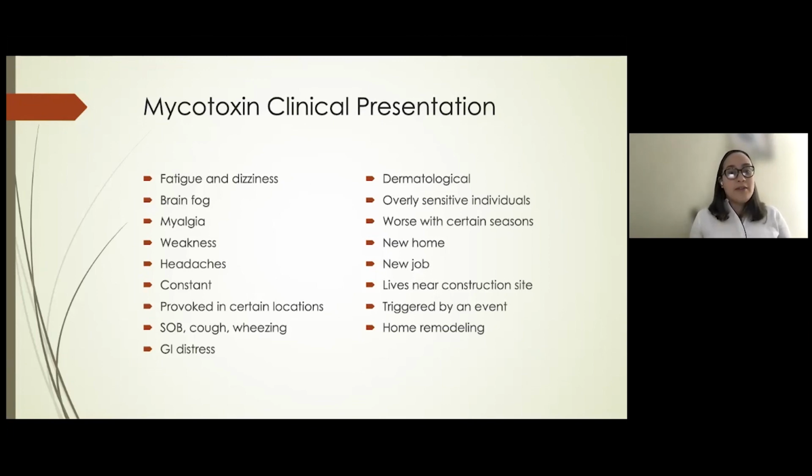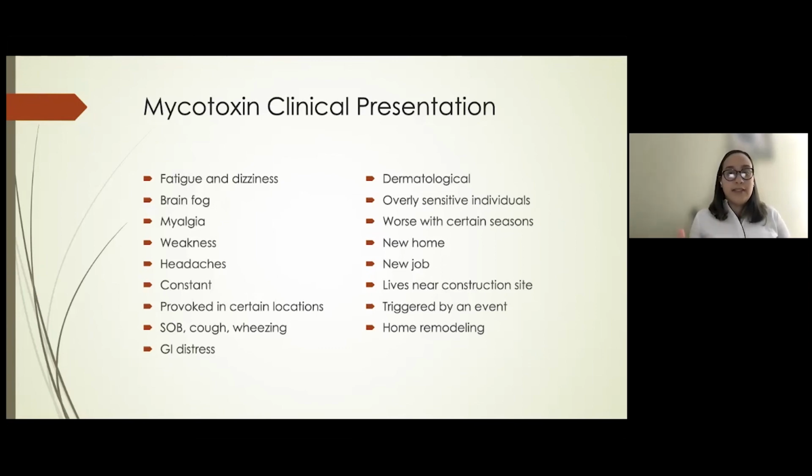So with mycotoxins, what you're thinking is fatigue, number one, brain fog, myalgia, weakness. With fatigue, you're also thinking maybe it's anemia, so if you've ruled out everything else, you might want to look at mold. Headaches that are constant, shortness of breath, cough, wheezing, GI distress. Sometimes dermatological issues can appear with mycotoxins. With patients who are extremely oversensitive, even to homeopathics, you want to think, maybe I should run a mold panel.